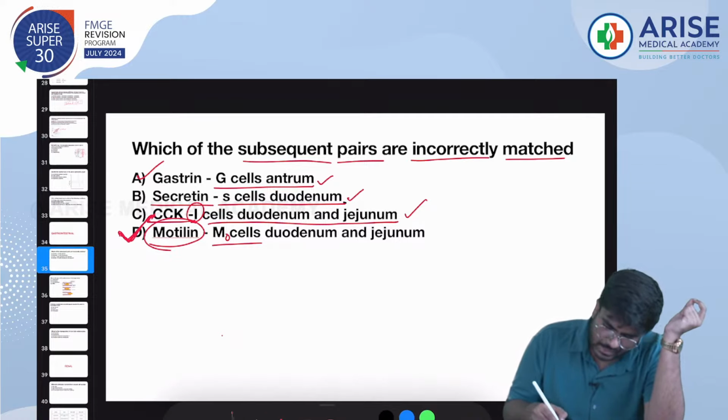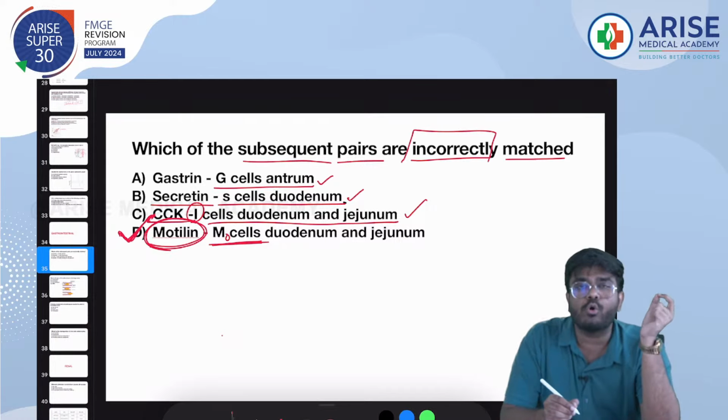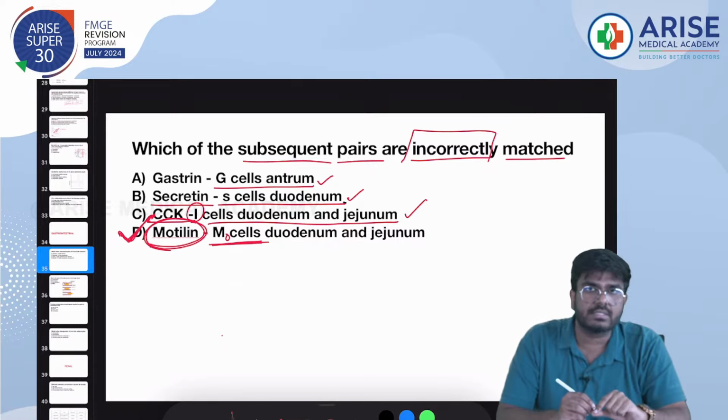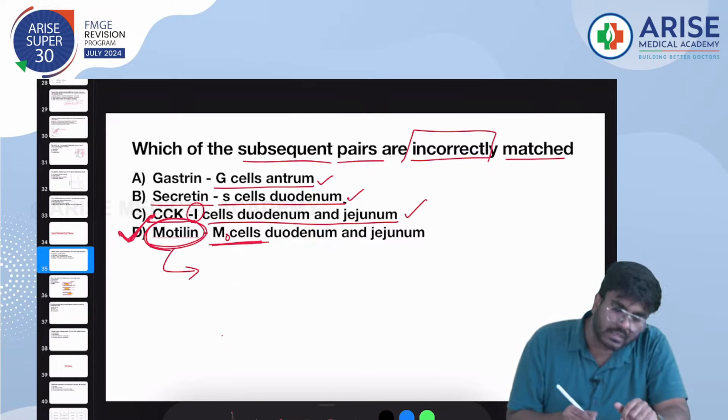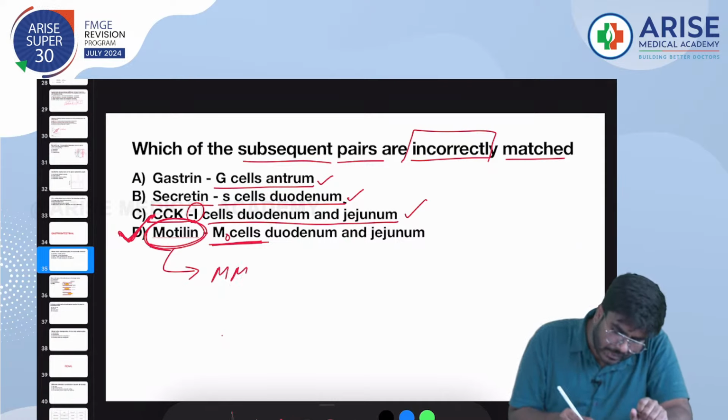Okay, that's the answer. Incorrectly matched, right? So who is incorrectly matched? Motilin is produced by the Mo cells, not the M cells. You know, motilin is going to help in GIT motility. Which type of GIT motility? Migratory motor complex, during fasting state.